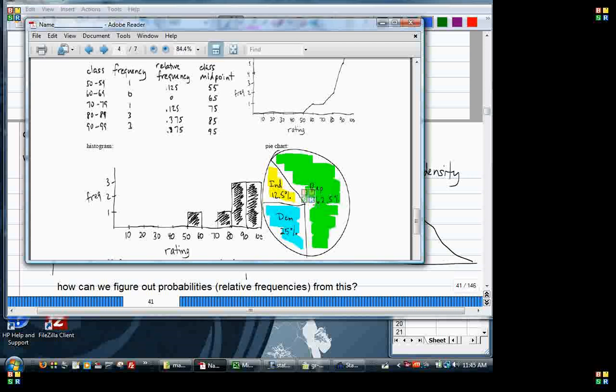How many values are in this class? 3. Out of how many total? 8. Where did you get 8? What's 8? The total number. Altogether we have 8. Okay.